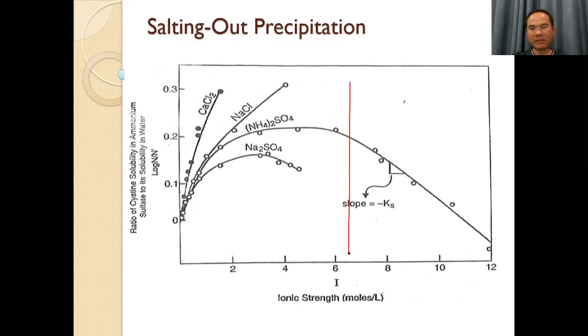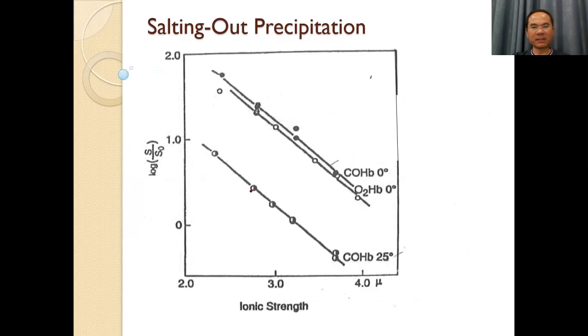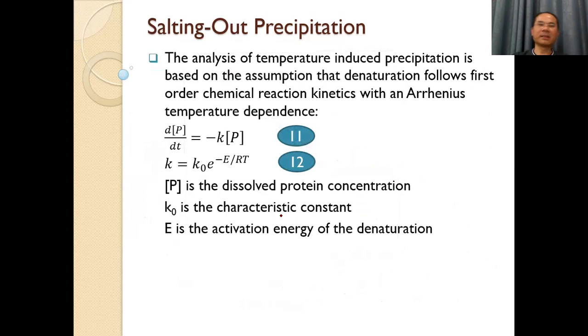For this case, if you plot log solubility against ionic strength, you can find the slope Ks in the linear relationship. After the higher ionic strength, we can calculate the Ks for this case. This is also for the ionic strength of some proteins. The slope is minus Ks, like this.